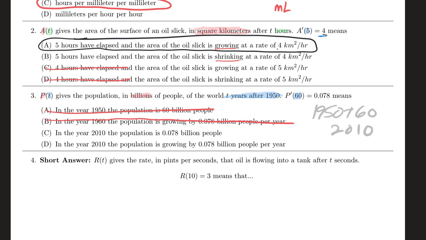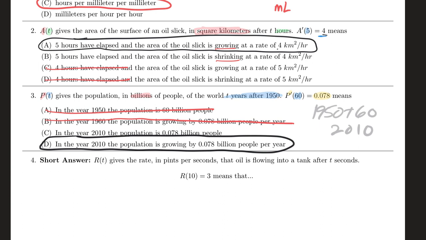And C says the population is that many people, and D says the population is growing by that many people per year. And again, since there's a P prime, that means this number is a rate, a change. So it's not the actual population, it's the change. All right, so D is my right answer.